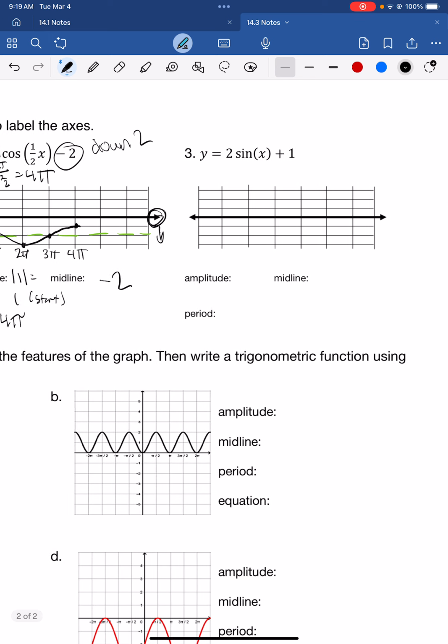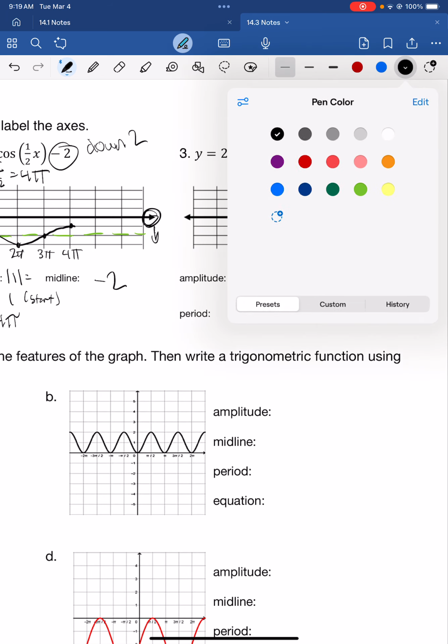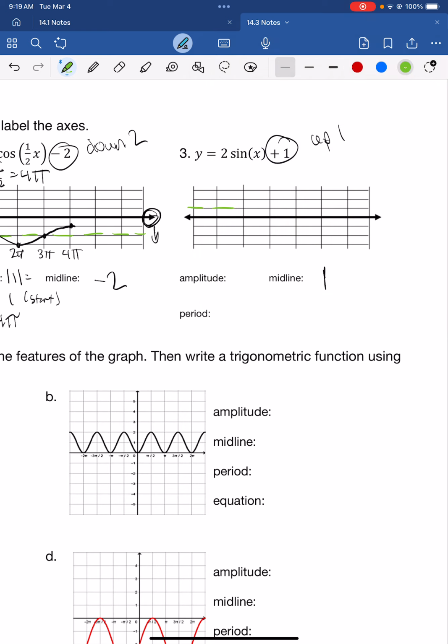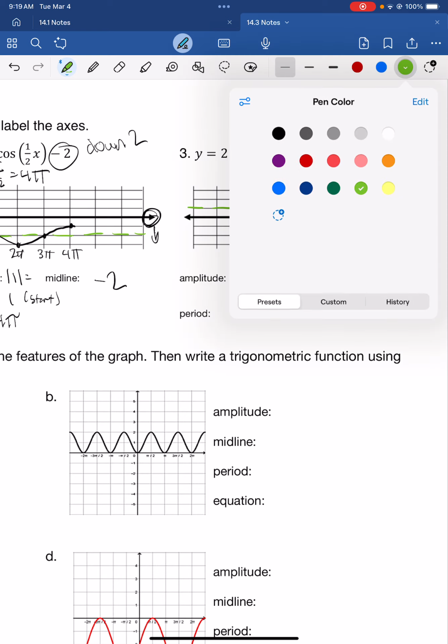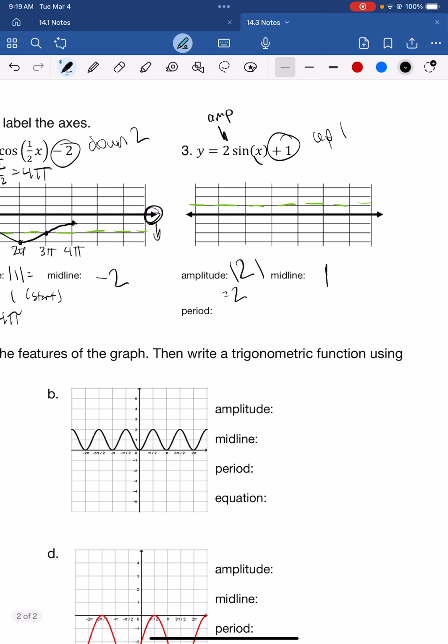Okay, let's take a look at another one here. +1, we're going to move up 1, which means our midline is now going to be at 1. So we can graph that right here on our graph. We're going to move everything up 1. This right here is our amplitude. So that's going to be 2, absolute value of 2, which is just equal to 2. Our period, we do 2 pi over 1, so that's just going to be 2 pi.